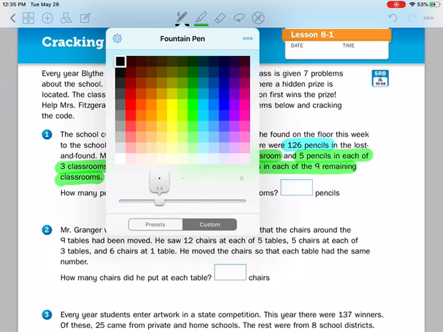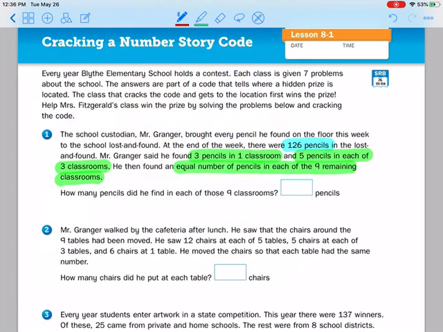So we know how many total pencils he found, right? He found 126. I'm going to write my number model up here so I have room to work. He found 126 pencils in total. He found 3 pencils in one classroom, so we could subtract that amount.